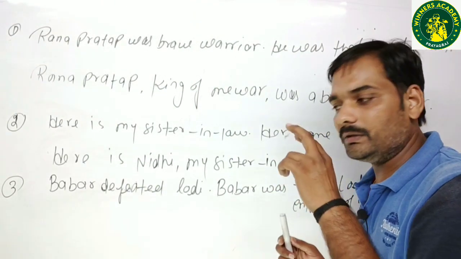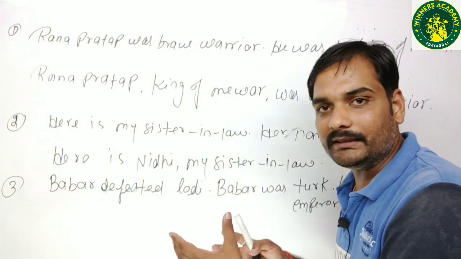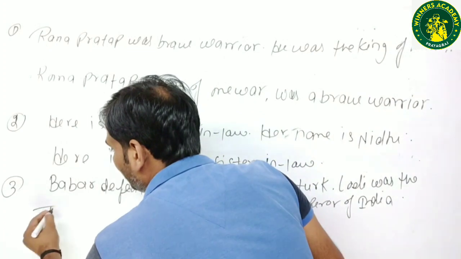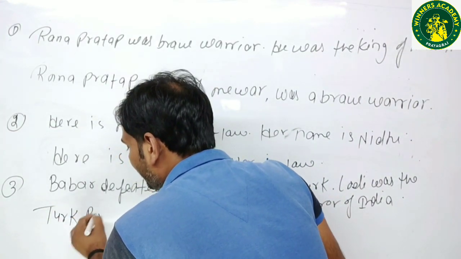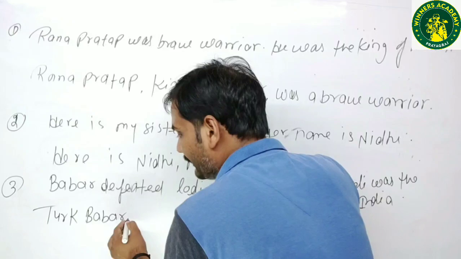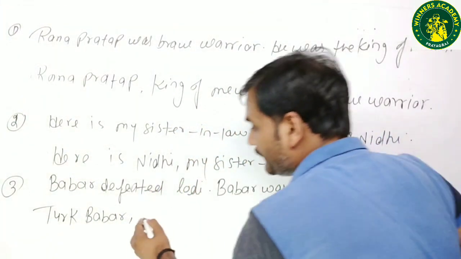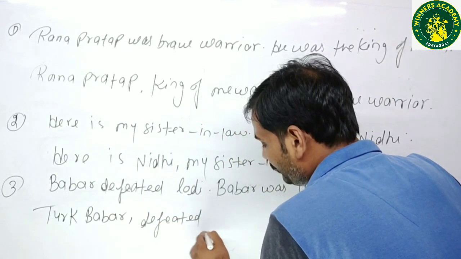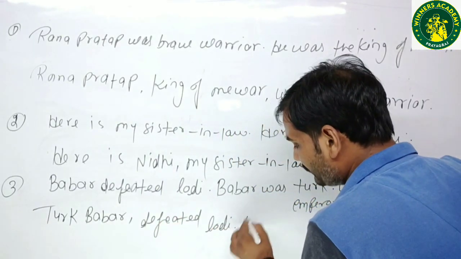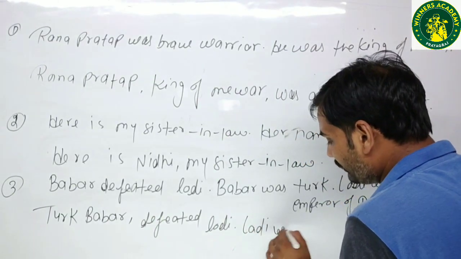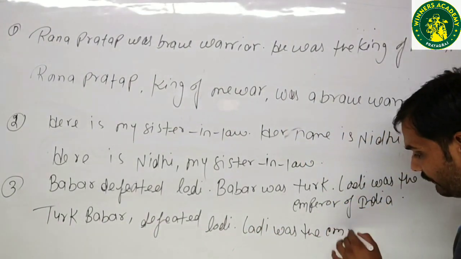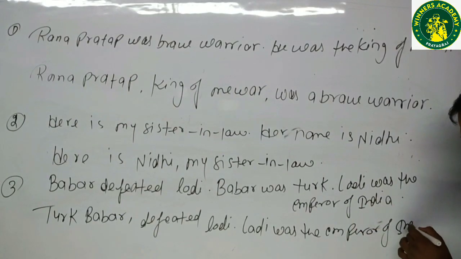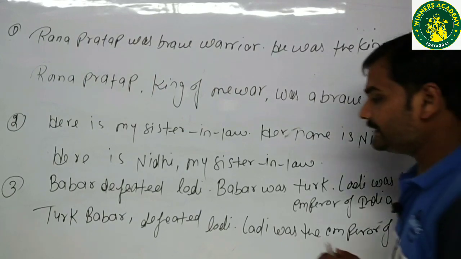Like, the Indian Prime Minister Modi is Indian. So who is the Indian Prime Minister? Modi is. So if we form it like this here, the Turk Babur, what should we write? The Turk Babur. Now a comma is placed here. Now what did he do? Just put defeated. Defeated Lodi. Meaning he defeated Lodi. Full stop. And then who was Lodi? Lodi was the Emperor of India. You have to construct this sentence like this.